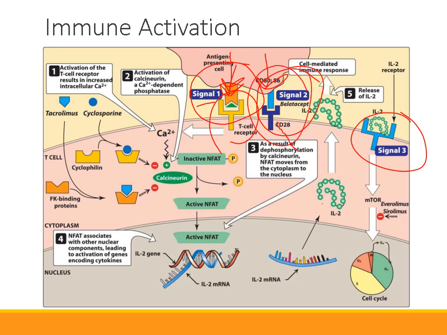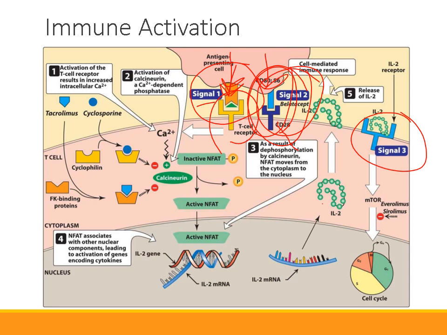At signal 2, we have the CD80 and CD86 on the antigen presenting cell binding to CD28 on the T cell. Again, I'm not worried about you knowing these receptor names or anything like that, but just know there's a second binding site between the antigen presenting cell and the T cell. So co-stimulation is required. We've got to present the antigen, and we need this second binding to occur in order to activate this T cell.